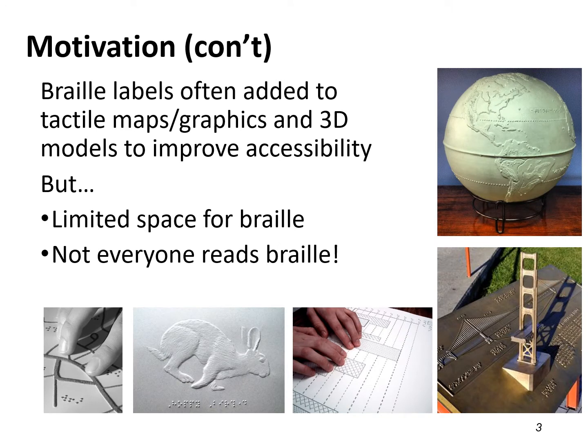So often Braille labels are added to tactile maps, graphics, and 3D models as a way of improving the accessibility. But Braille has some big limitations. The first limitation is that there's only so much space for Braille on the object. It can interfere with being able to explore the object's surface. And of course, not everyone with a visual impairment reads Braille.